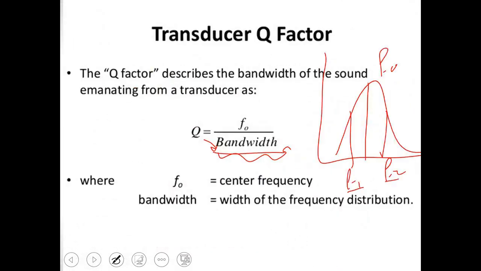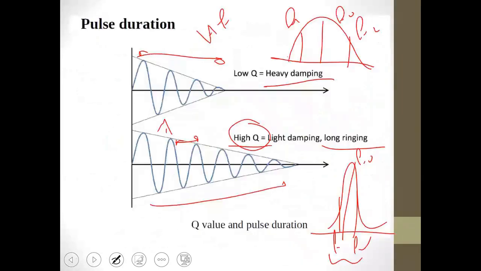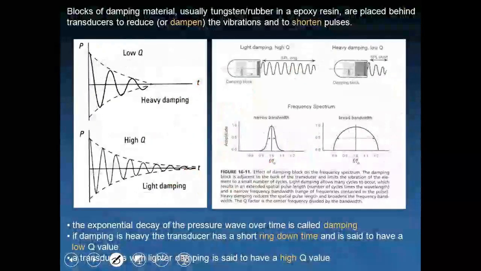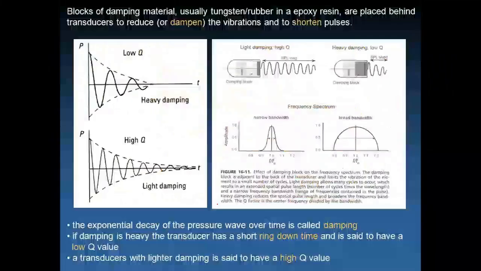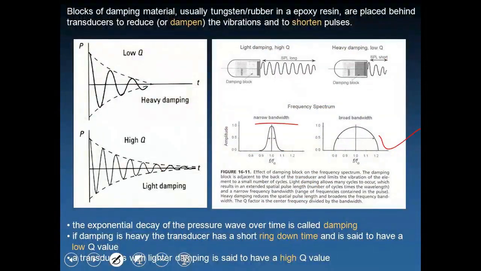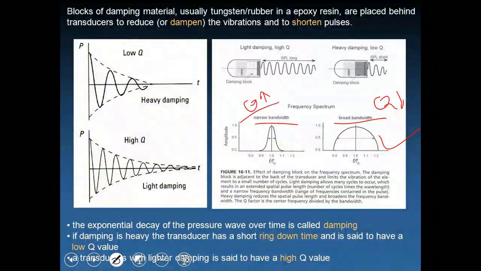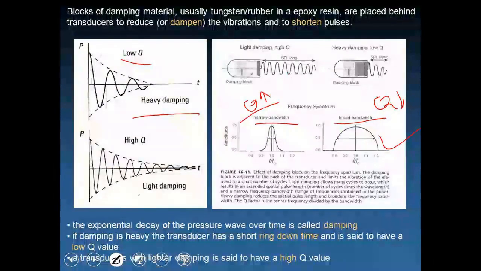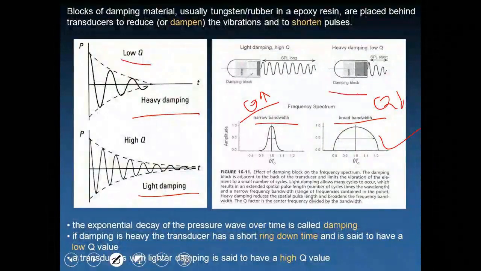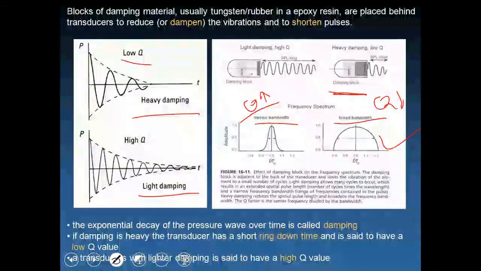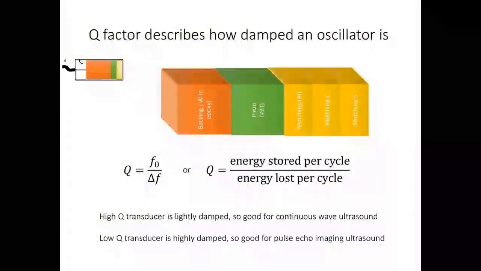This is the relationship between the quality factor, bandwidth, central frequency, and the damping that occurs. Here are the same curves I was talking about. This is the broad bandwidth, and this is the narrow bandwidth. The broad bandwidth means your quality factor is low, while the narrow bandwidth means your quality factor is high. A low quality factor indicates heavy damping, while a high quality factor indicates light damping. This is the damping block that stops the pulse or allows for light damping or increases your ringing. The spatial pulse length, whether short or long, is the length of the pulse itself.